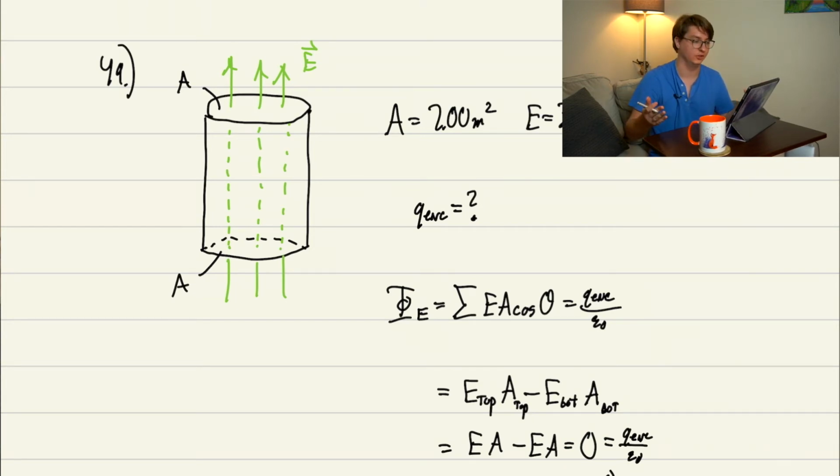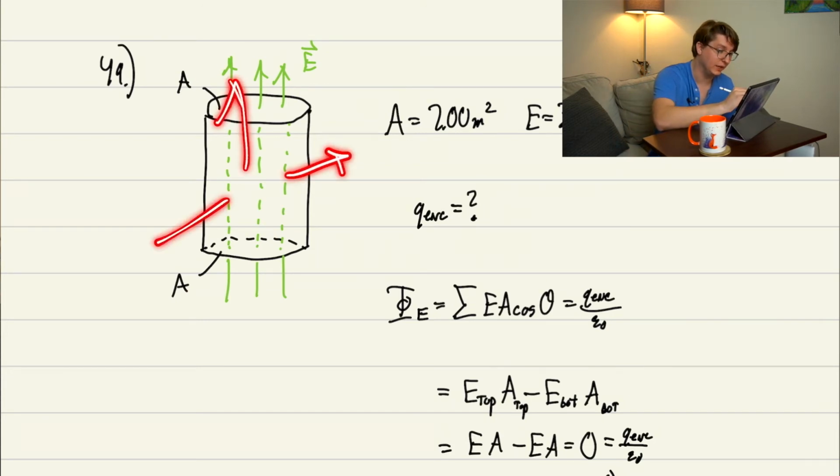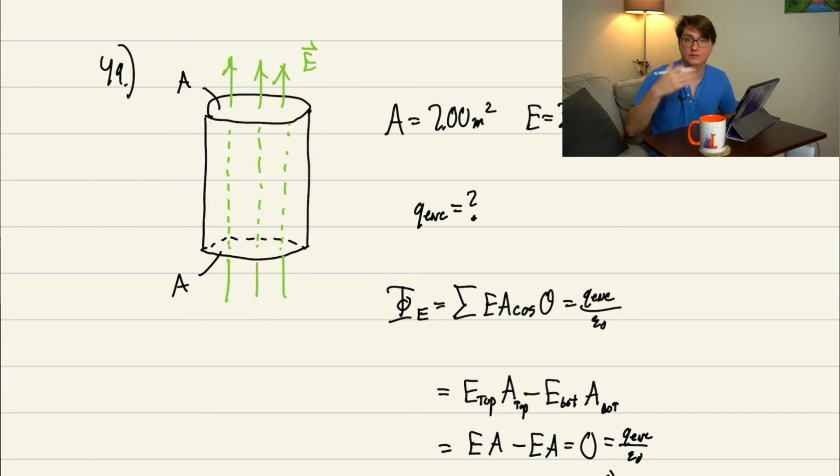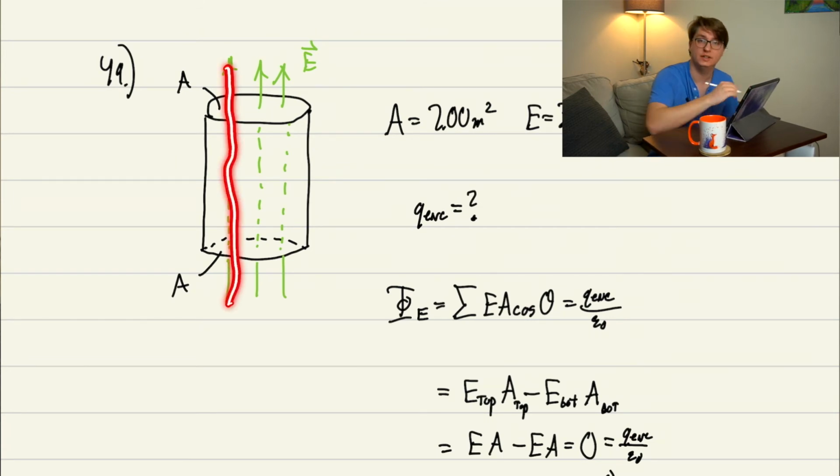There's no charge enclosed because if there was any charge, there would be extra lines. There would be more lines going out than going in. And if there was a negative charge, there would be more lines pointing in than pointing out. So it's saying if we have no charge in, we could track every single field line and find that it goes in and then out.